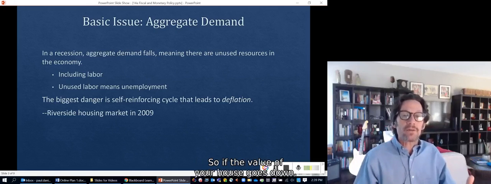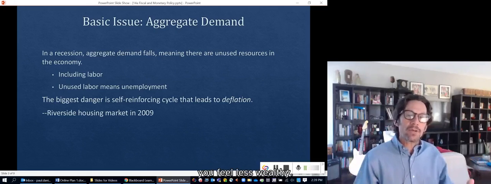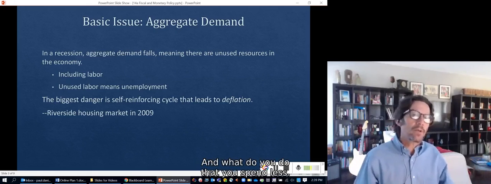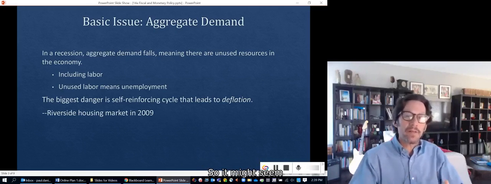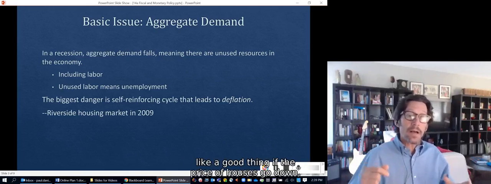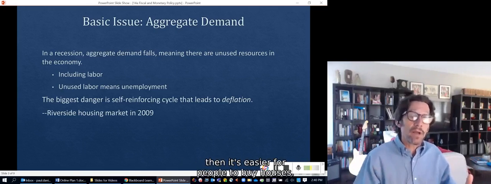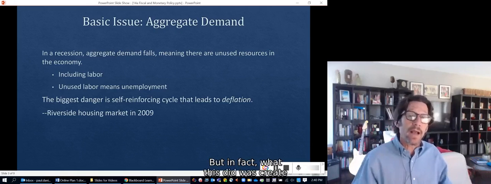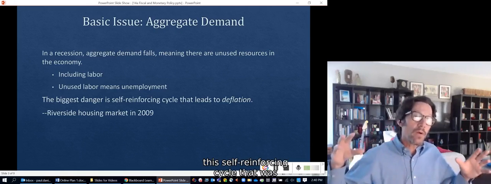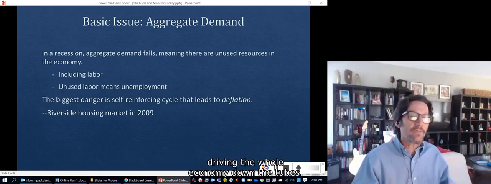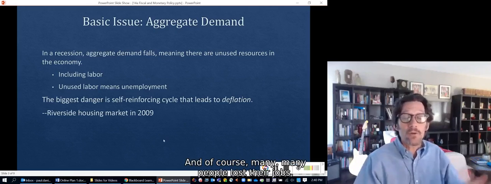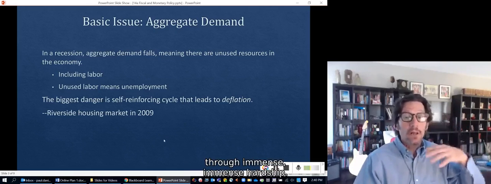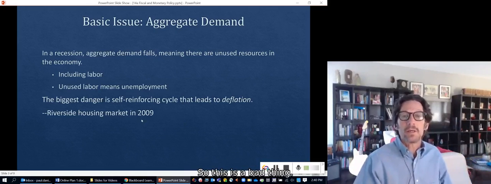So if the value of your house goes down, you feel less wealthy. And what do you do then? You spend less. So that takes even more demand out of the economy, and even more people get laid off. So it might seem like a good thing if the price of houses goes down, then it's easier for people to buy houses. But in fact, what this did was create a self-reinforcing cycle that was driving the whole economy down the tubes. And of course, many, many people lost their jobs, lost their homes, and went through immense hardship. So this is a bad thing.